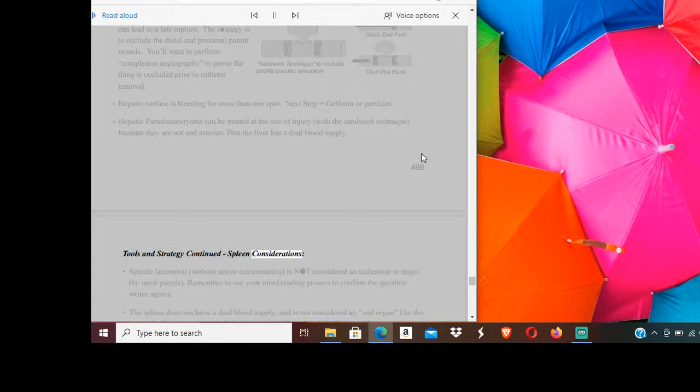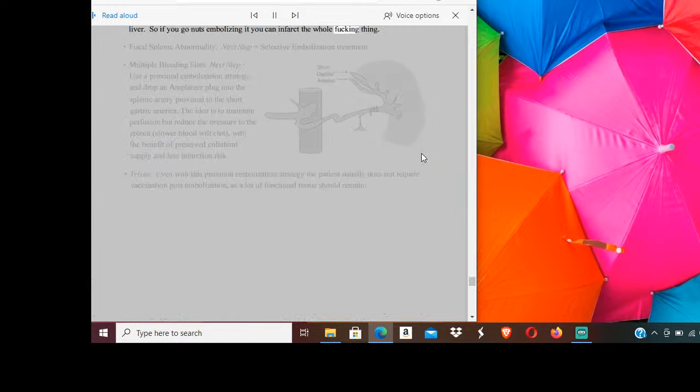Spleen considerations. Splenic laceration without active extravasation is not considered an indication for angio by most people. Remember to use your mind-reading powers to confirm the question writer agrees. The spleen does not have a dual blood supply and is not considered an end organ like the liver. So if you go nuts embolizing it, you can infarct the whole thing.